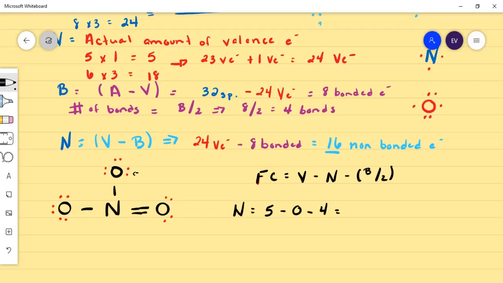Let's see. Oh, no, wait. Yeah, 4 bonds. So that gives us a formal charge of 5 minus 4, which gives us a formal charge of -1.